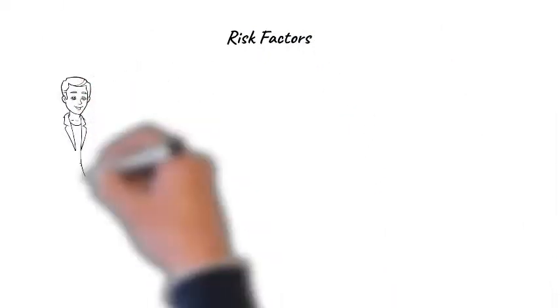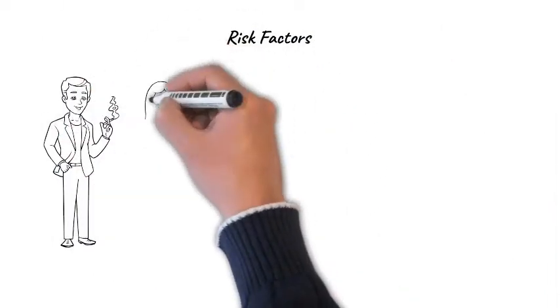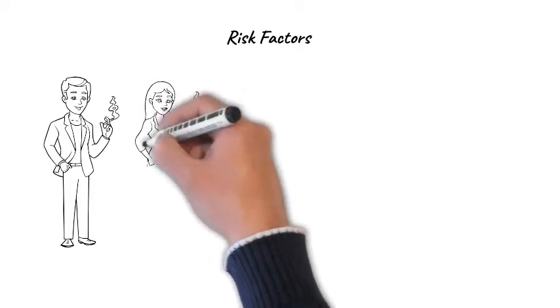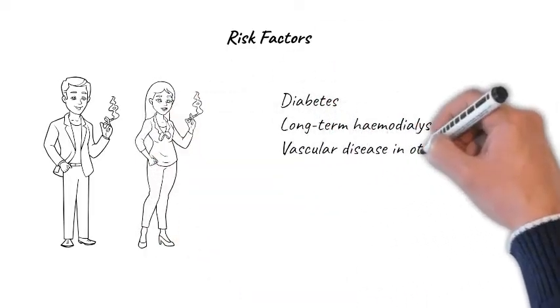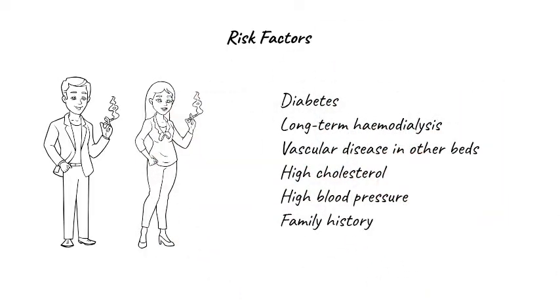By far the biggest risk factor for the development of peripheral arterial disease is cigarette smoking. Other conditions which may increase the risk are diabetes and long-term hemodialysis. And then there are a number of associations. So patients with peripheral arterial disease are also more likely to have occlusive arterial disease in other beds like their heart or their brain. They may have high cholesterol, they may have high blood pressure, and there may be a family history.